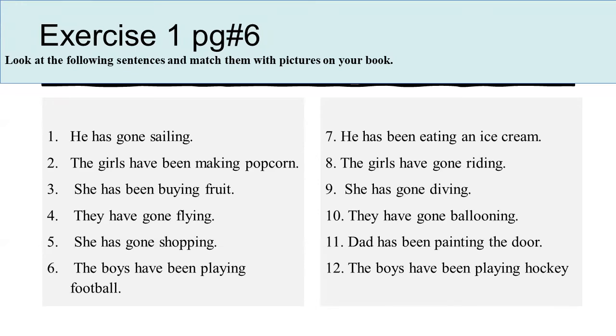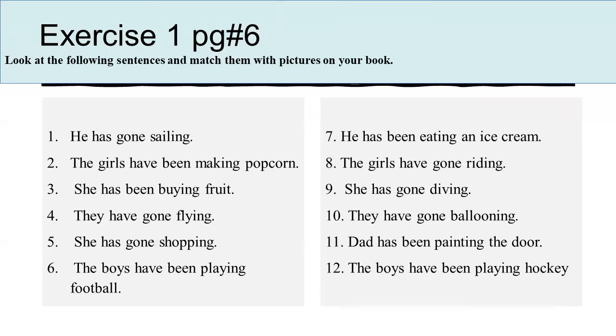Now let's move to your exercise 1 in your book on page number 6. This exercise asks you to look at the pictures and make sentences of your own. Tell us about the pictures. This exercise asks you to differentiate between present perfect tense and present perfect continuous tense.